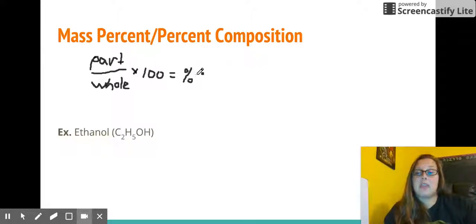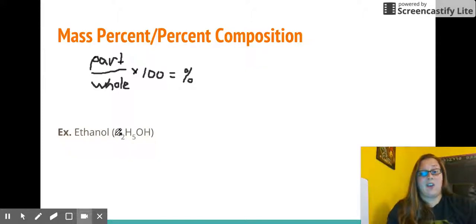Now, the same thing can be applied to your compounds, to chemistry. So if I want to figure out the mass percent or the percent composition of every single element that I have in this compound, I would do part over whole. So if I want to figure out the mass percent of carbon, I would do the mass of carbon divided by the total mass. The mass of hydrogen would be the mass of hydrogen divided by the total mass, and you guys get the idea.